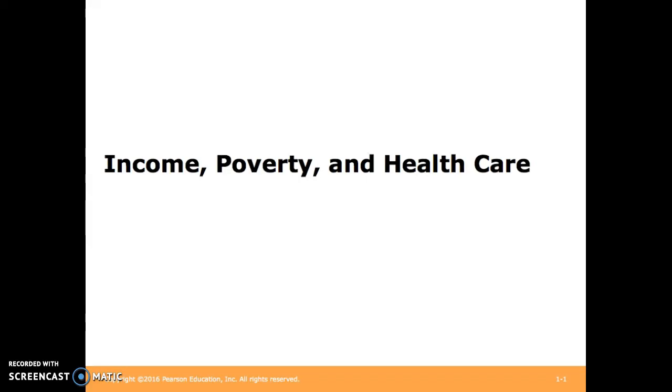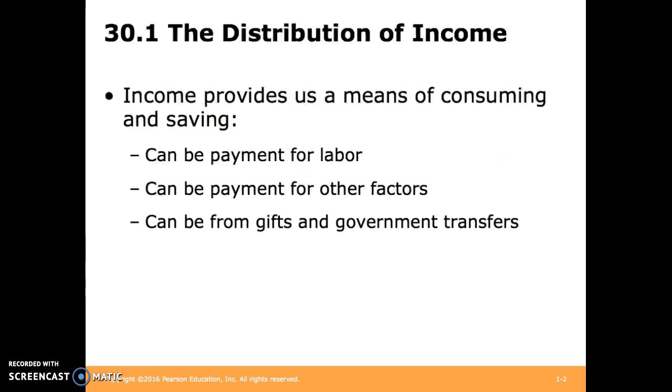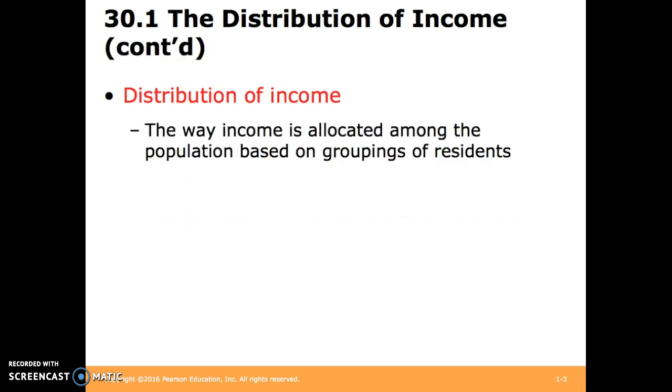This presentation discusses income, poverty, and healthcare. Income provides us a means of consuming and saving. It can be from payment for labor, payment from other factors, or gifts and government transfers. Distribution of income is the way income is allocated among the population based on groupings of residents.